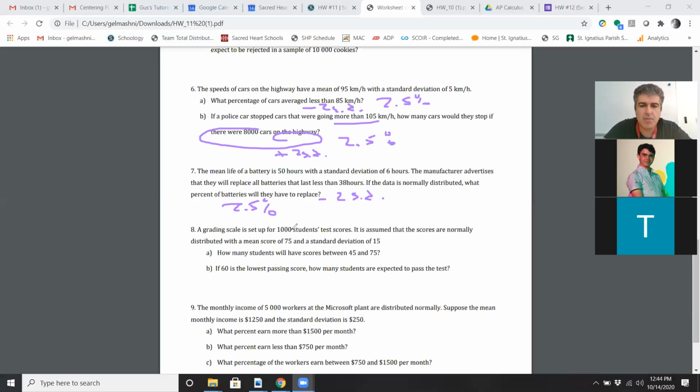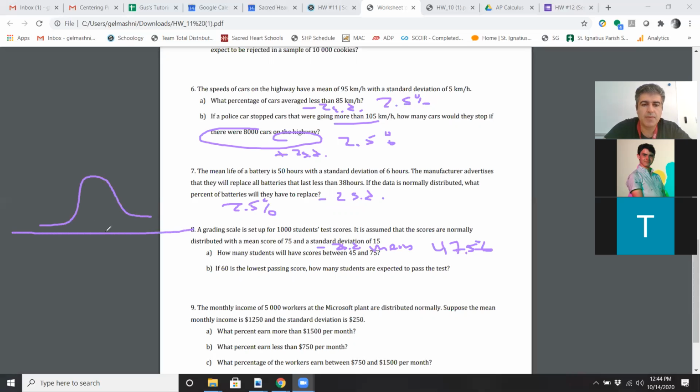A grading scale is set up for 1,000 student test scores. Assume that the score is normally distributed with a mean of 75 and standard deviation of 15. So this is the mean. And that's minus 2 standard deviations. So remember, you're going to do that 34% and that 13.5%. So it's actually 47.5%. So let me draw that out because that was a little strange.